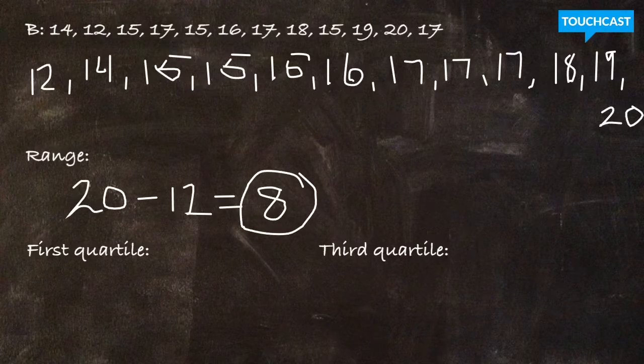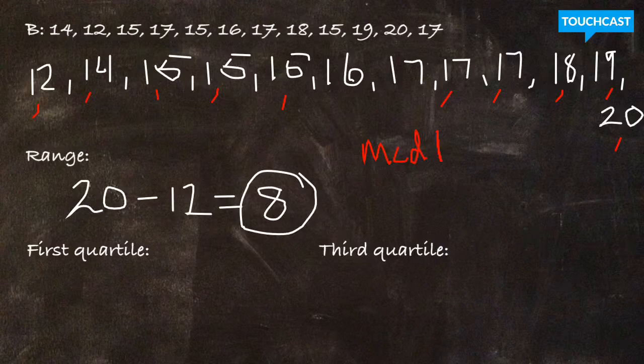Now, let's find those quartiles. So we need to find where the median is. We're going to put a little mark under the 12 and under the 20, and we're going to make our way to the middle, which results in us being stuck between 16 and 17. So our median is going to be 16.5.